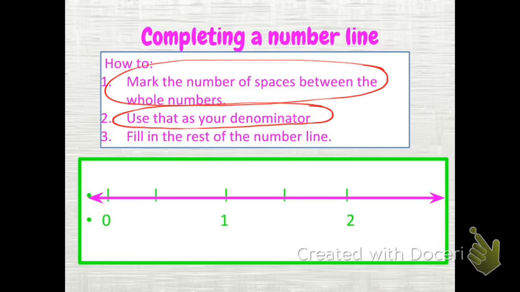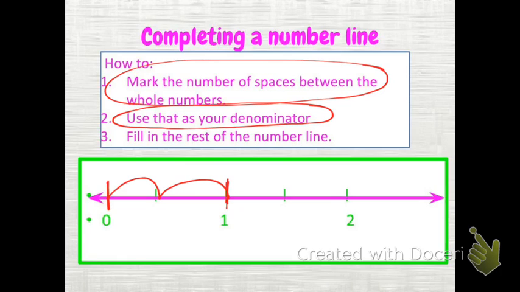So let's do this together. This is what you have. The number line starts with 0 on the left. So our first thing says, mark the number of spaces between whole numbers. So we have the whole number 0 and we have the whole number 1. How many spaces are there between 0 and 1? 1, 2. Do you see that it is 2 spaces? Okay, that's one of the key mistakes people make. It is 2 spaces between 0 and 1.